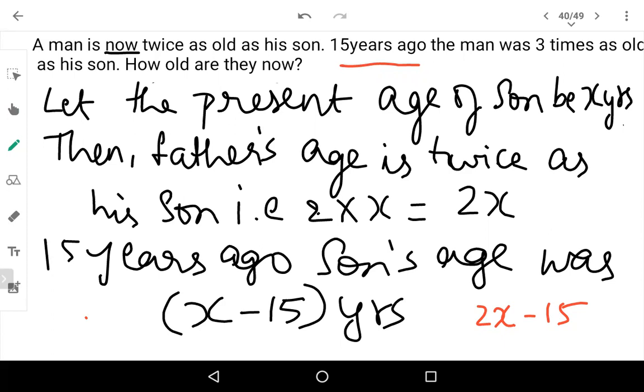Understood until here? Everybody? I want everyone to reply.